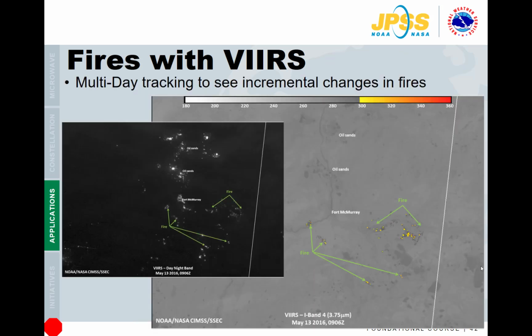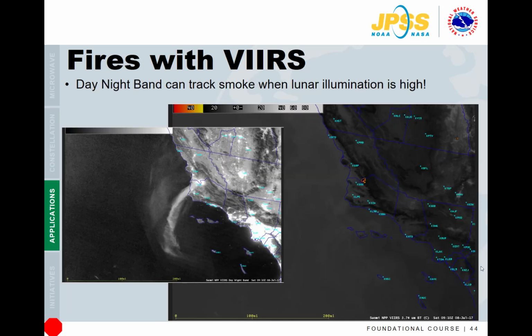1 week later, VIIRS sees smaller in area fires that might not be perceived by GOES. The moon at this time is not providing sufficient illumination to show where the smoke plume is, but the visible light emitted by the fires is obvious, especially when you look at it in combination with the shortwave infrared at 3.75 micrometers. Here's another example over California.